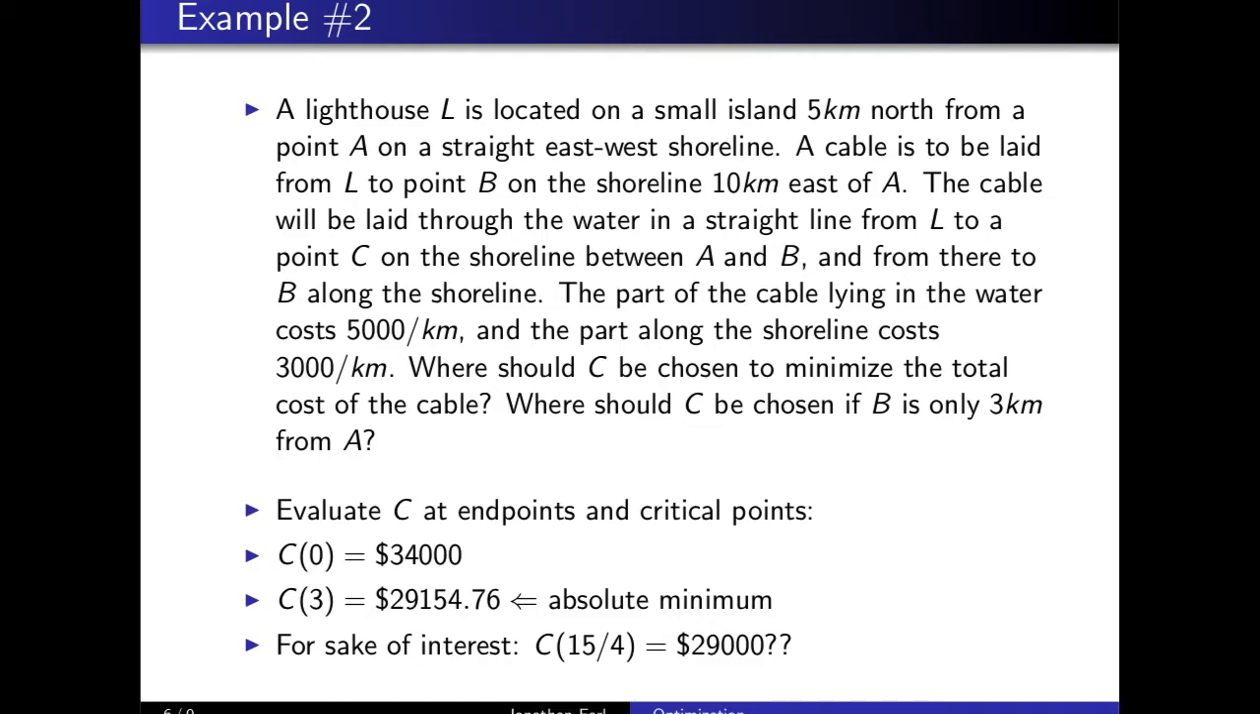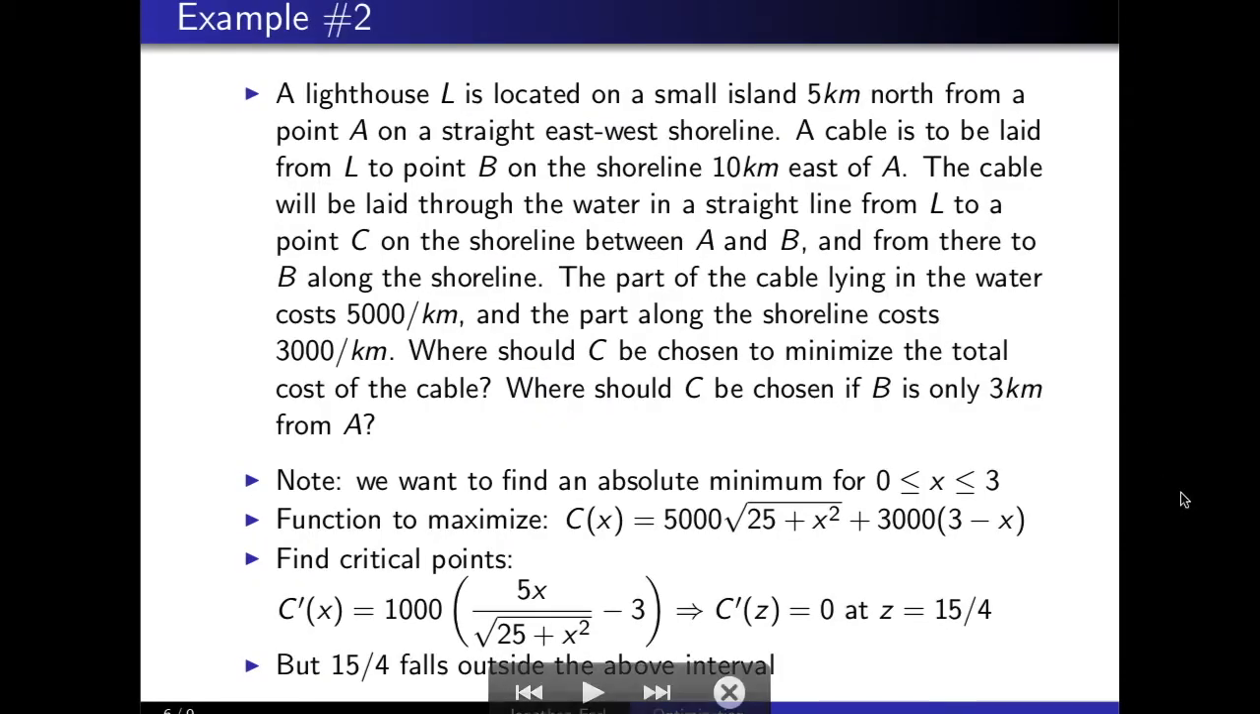Now, for interest, what I did was I also went and included the cost of 15/4. And what we see is that the cost of going to 15/4 is actually lower than the cost of going just from the lighthouse straight to B. And that seems really weird. So let's go and see why that's actually going to happen. So 15/4 is 3 3/4.